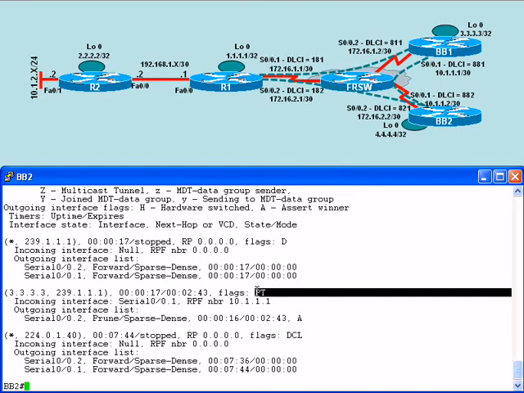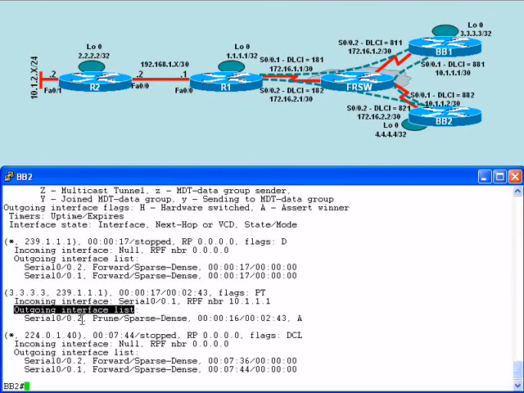If we look at the incoming interface, we see that the incoming interface is serial 0/0.1, and the outgoing interface is serial 0/0.2. This is seen in what's called the OIL, the outgoing interface list. The outgoing interface is leaving BB2 destined for R1. However, this link has been pruned off because this router is not part of the shortest path tree, or the SPT.